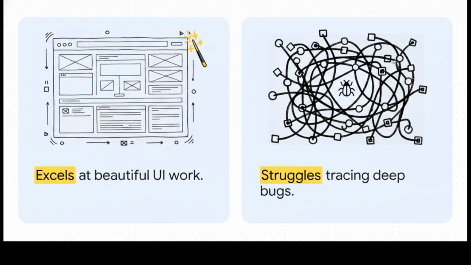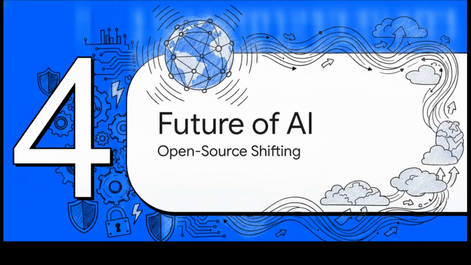For example, when asked to trace a deeply embedded bug, Kimi sort of hallucinated some explanations, whereas closed-source rivals like Fable5 and GPT-5.6 were able to zero in and one-shot the fix. So while it's undeniably a creative powerhouse, there are still specific enterprise software engineering tasks where the closed-source giants definitely hold an edge.